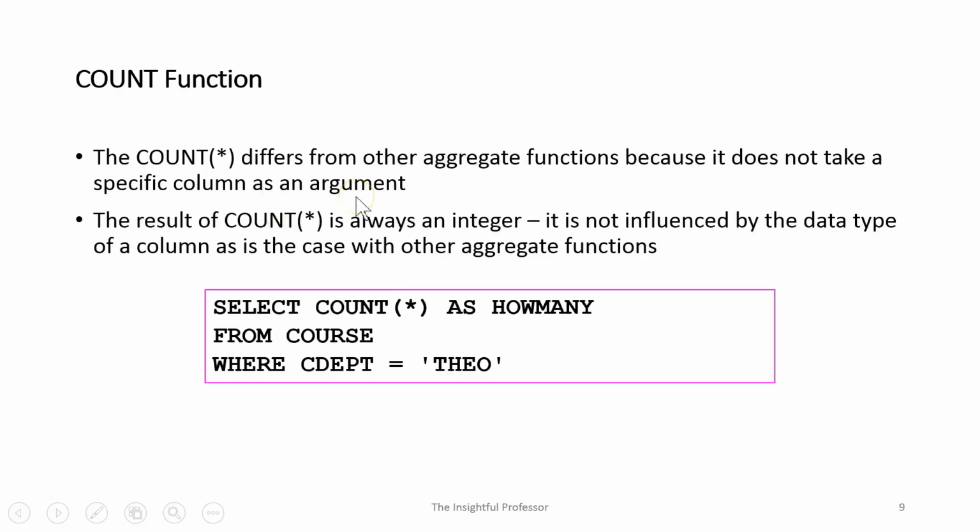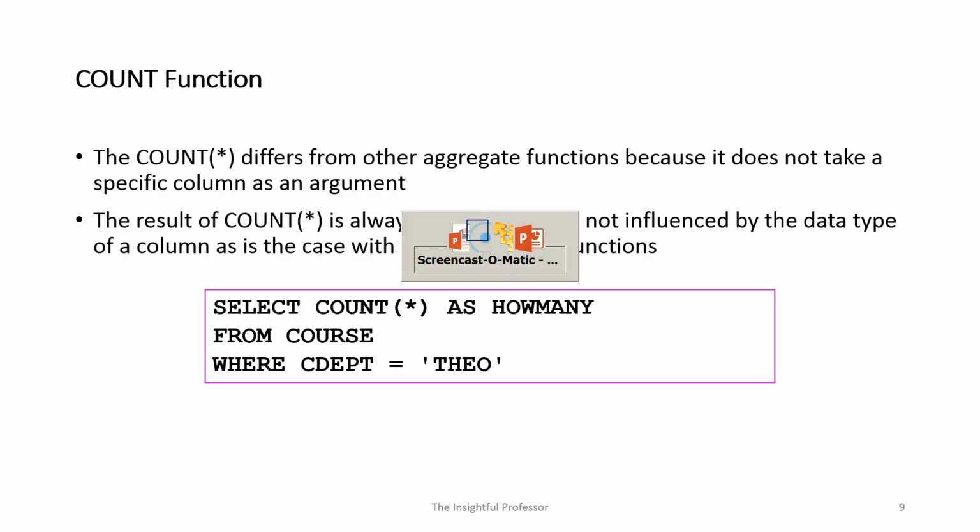Okay, so count asterisk, as we said, doesn't actually look within the columns. The result is always going to be an integer. It's not influenced by the data type of any column because effectively column names are ignored. So in this case, I'm saying select count asterisk as, and I'm renaming it as how many, and notice the where clause is identifying the Department of Theology.